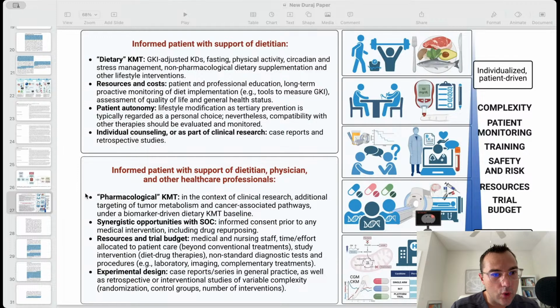Let's see here. So there's an informed patient with the support of a dietitian, and there's an informed patient with a whole host of healthcare professionals, including doctors, pharmacologic help from the physician, synergistic, maybe with either radiation or surgical interventions. I think the sky's the limit. It's just that we have to start to implement this stuff, start to test it, see what works, what doesn't work, and set up an infrastructure that allows this to be the case.